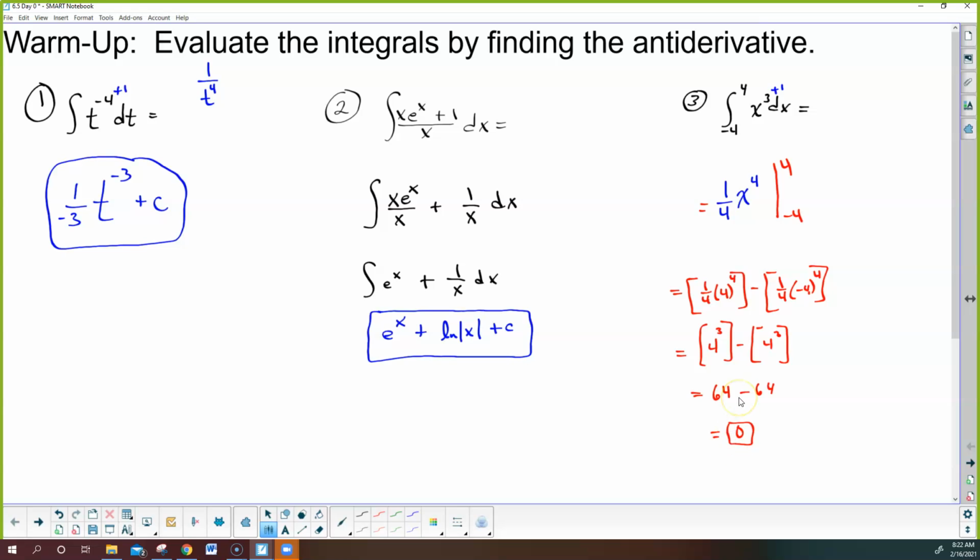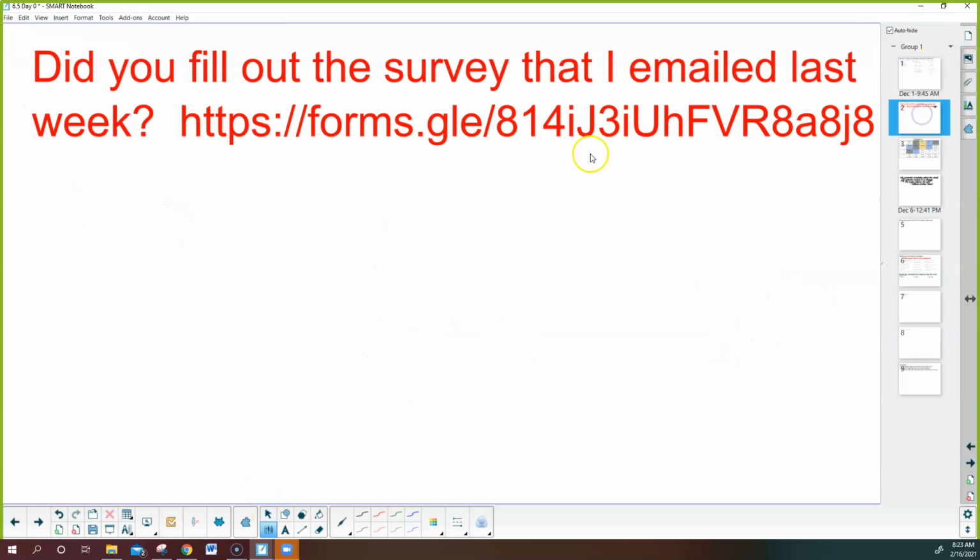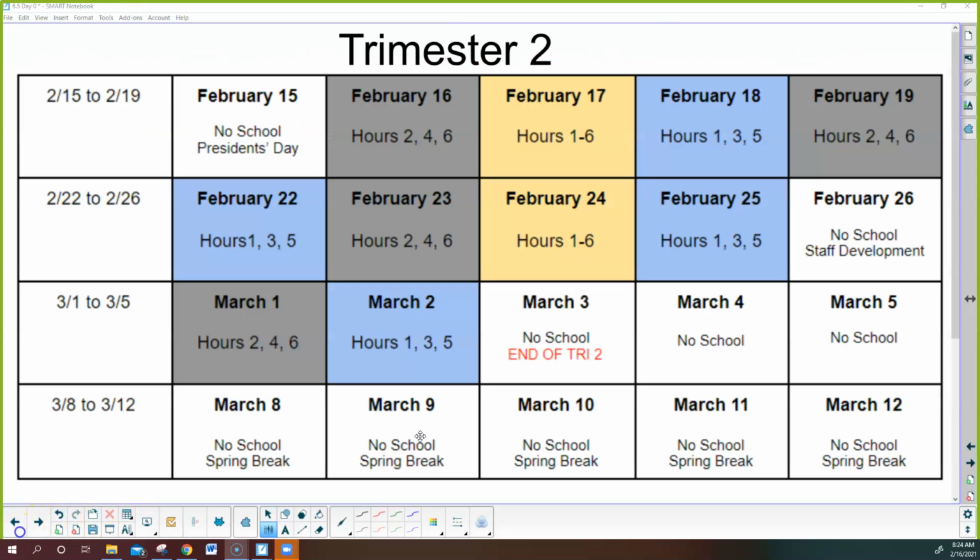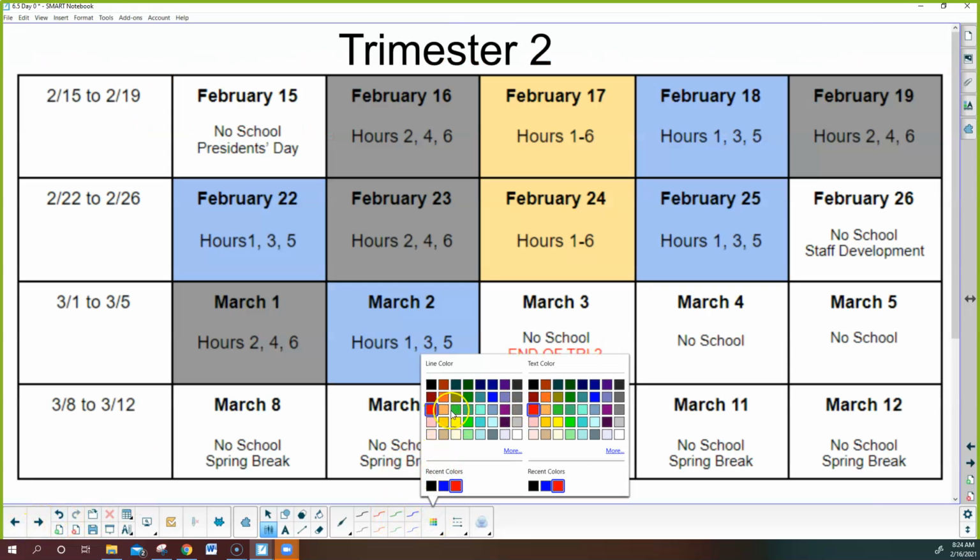Okay, you're going to see why those skills are important today and leading up to this week. Before we do that, I want to make sure we touch base on a couple of different things.